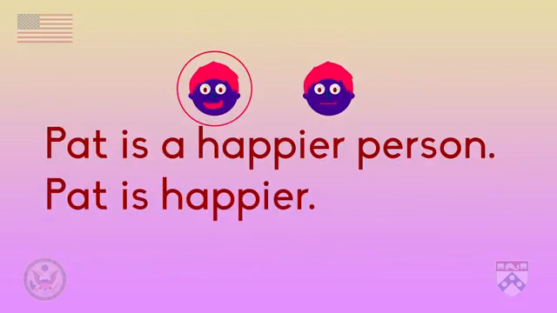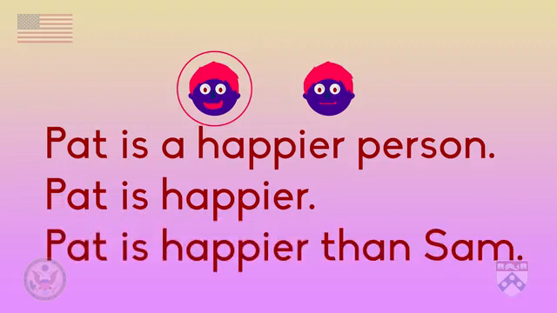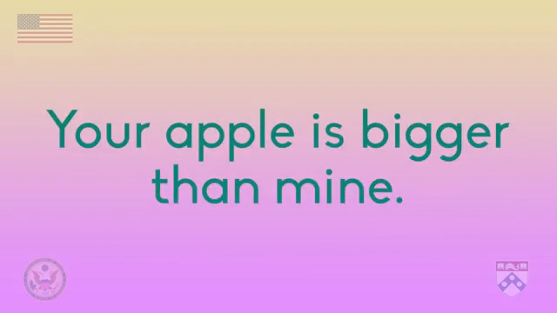Now we can say Pat is a happier person, or just Pat is happier. We can include the other noun in the sentence, that's Sam, if we add the word than right in front of it. Pat is happier than Sam. To return to our apples, I can say, your apple is bigger than mine.